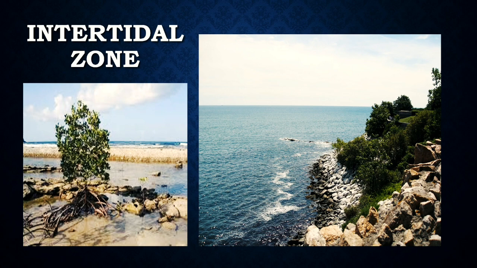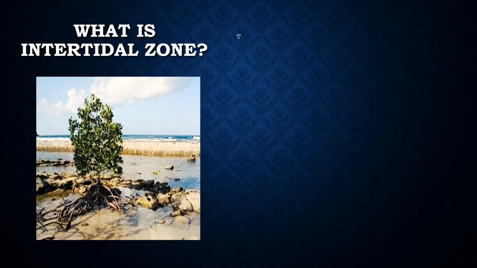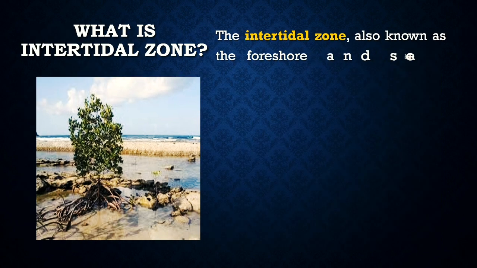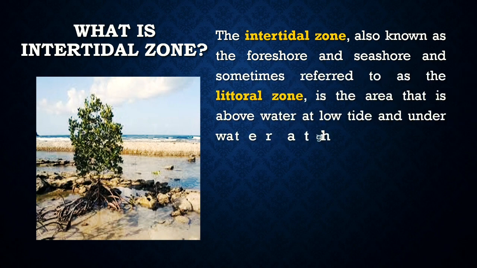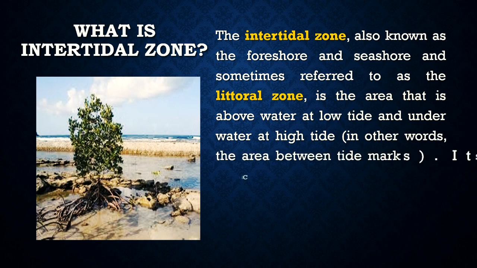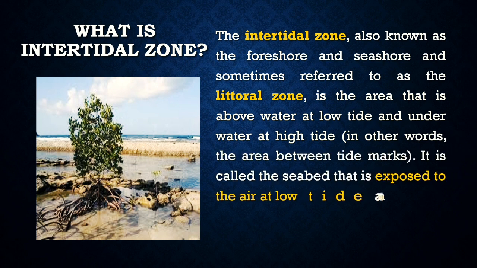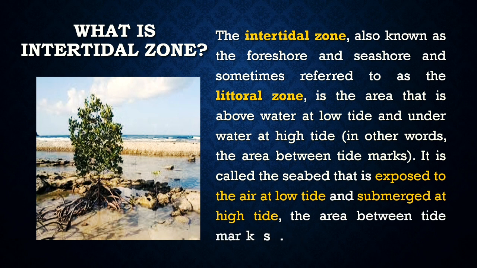Now this time, let's find out what an intertidal zone is. The intertidal zone, also known as the foreshore and seashore and sometimes referred to as the littoral zone, is the area that is above water at low tide and underwater at high tide. It is the seabed that is exposed to the air at low tide and submerged at high tide. It is the area between tide marks.